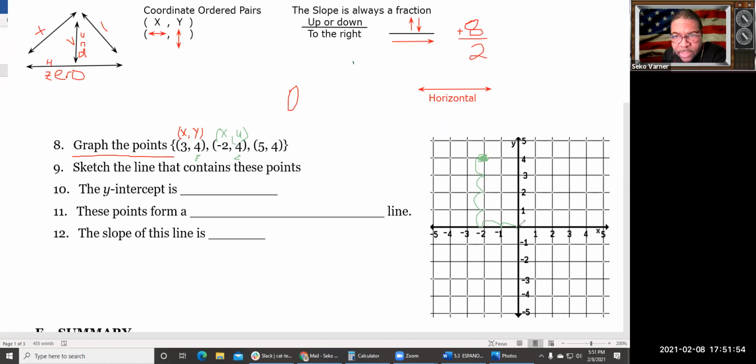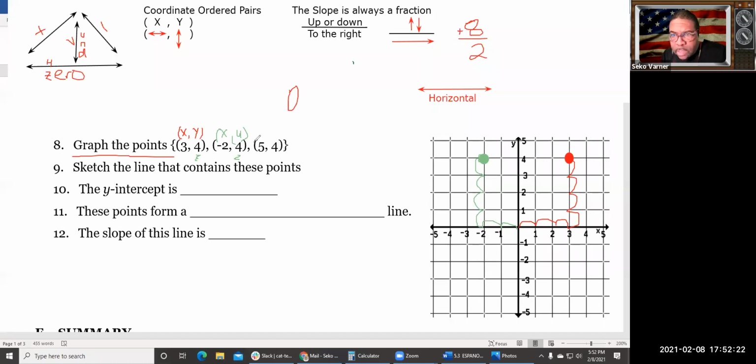All right. This one says go over 3. 1, 2, 3, and go up 4. 1, 2, 3, 4. So my point should really be right here. That's my point. Okay, and here's my other point. Okay, good. And now let's look at this last one they want us to work on.